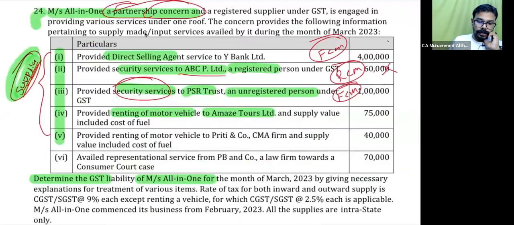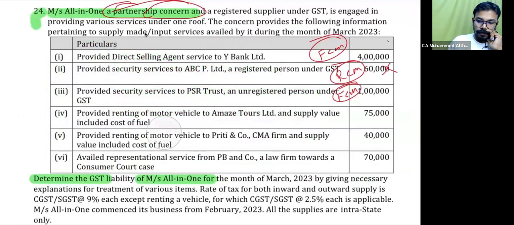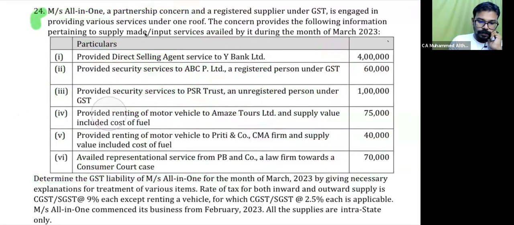So let's see this. We have to tick four things. First, the supplier shall be other than a body corporate. Is that correct? The supplier is the all-in-one partnership firm, so it is not a body corporate. Who is the recipient here? Amaze Tours Limited. Limited is a company, so that is also correct. The recipient is a body corporate.